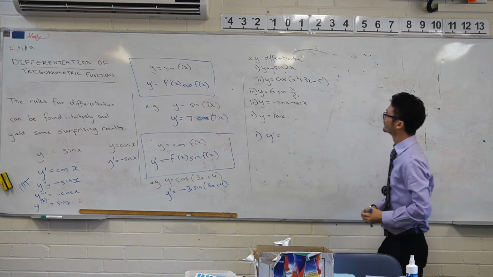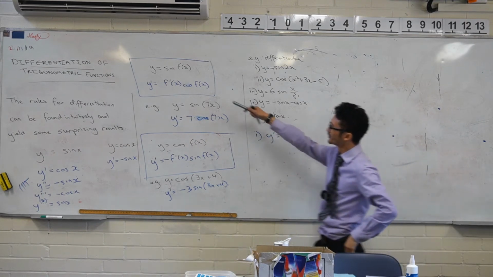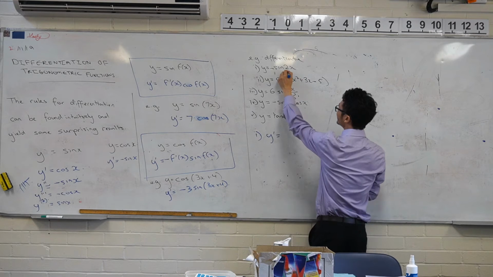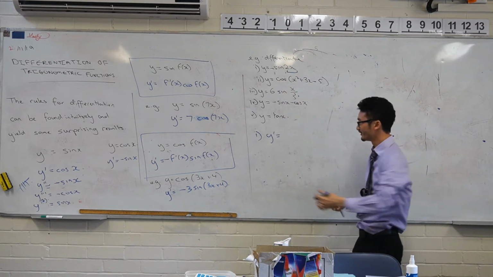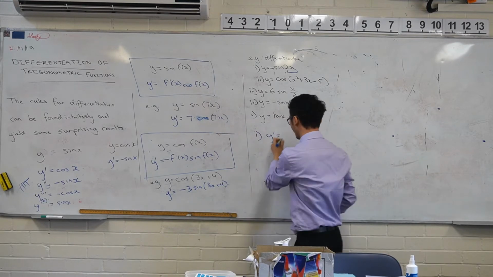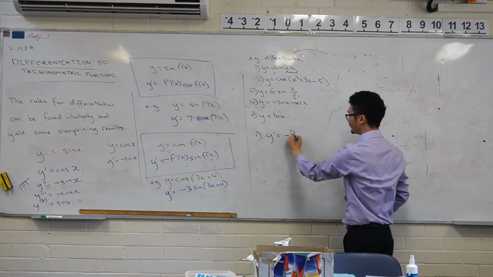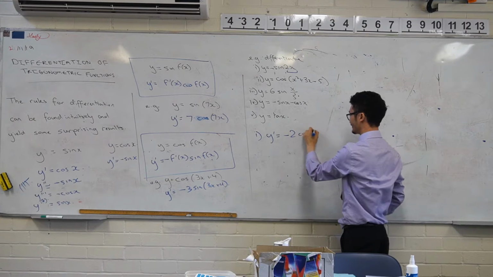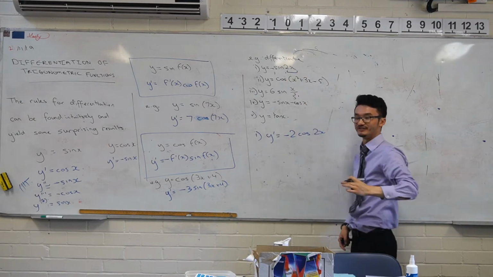I got minus 2 cos 2x. Good, so just using your rules here, looking at what's on the inside, we've got 2x, we take the derivative, but remember there's already a minus outside the front here, so we can keep that constant there. Take the derivative of that, we'll get minus 2 cos of 2x by keeping the cos of that the same.